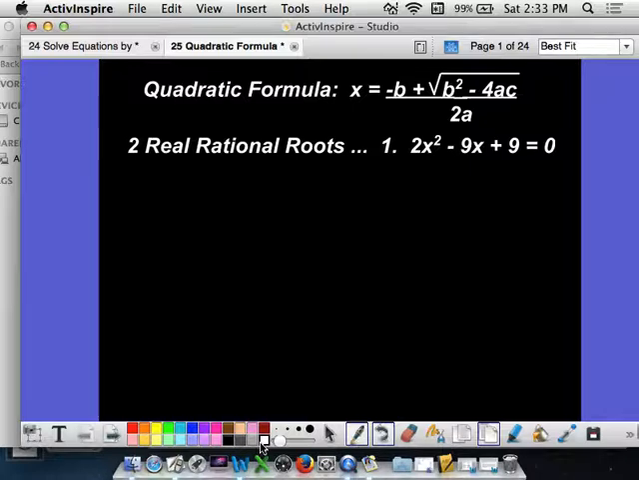The easiest way to remember this formula is to use the children's rhyme of Pop Goes the Weasel. And it goes like this. X equals opposite b plus or minus square root b squared minus 4ac all over 2a. You need to sing it over and over again because you're going to have to memorize it.